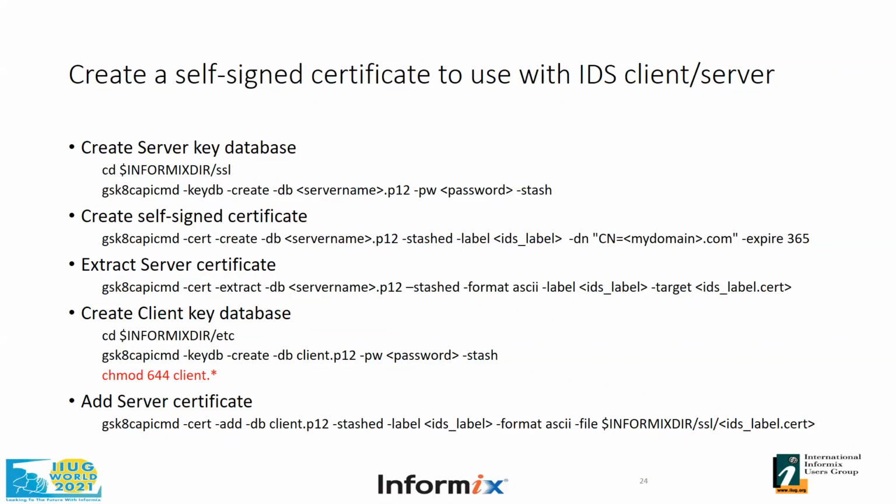Again, specifying the server name, the P12, the pass file you want, and we're going to tell GSKit to stash the password. Okay, and then to create a self-signed certificate, cert create. Again, you're specifying the key store that's used. This time you're saying that the password has been stashed. You're specifying the label that you're going to put in your onconfig file. You have to specify some sort of distinguished name.